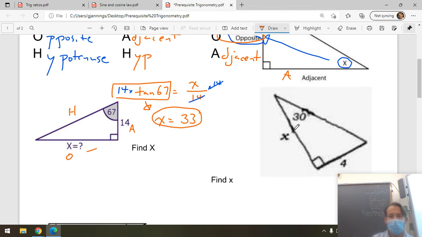Now, when I have my unknown organized in this way, here's my known angle. Now what's my unknown? What side is this? Here's my hypotenuse, and we're not worried about the hypotenuse for this question. My known angle is 30 degrees. What side is this?